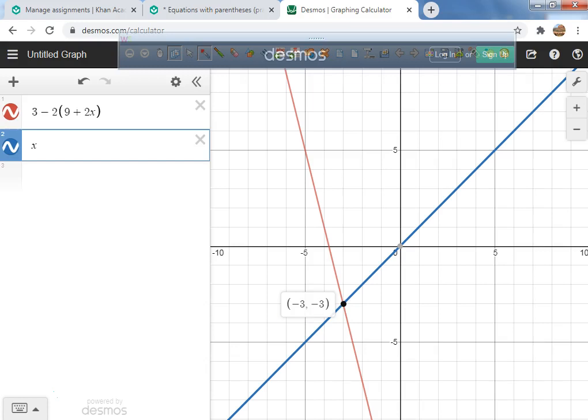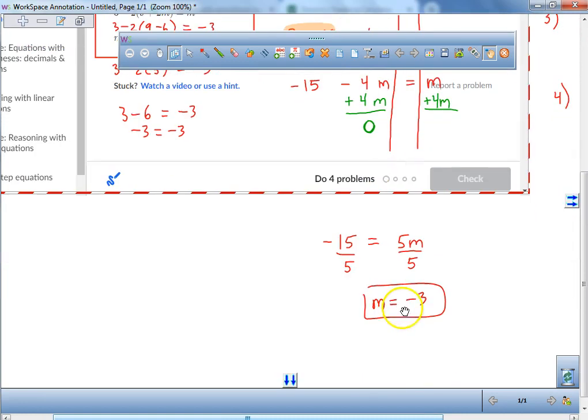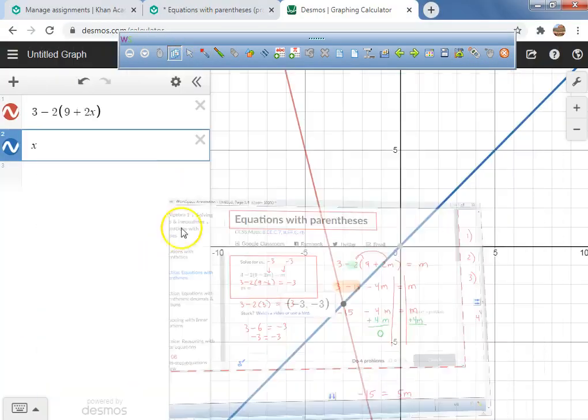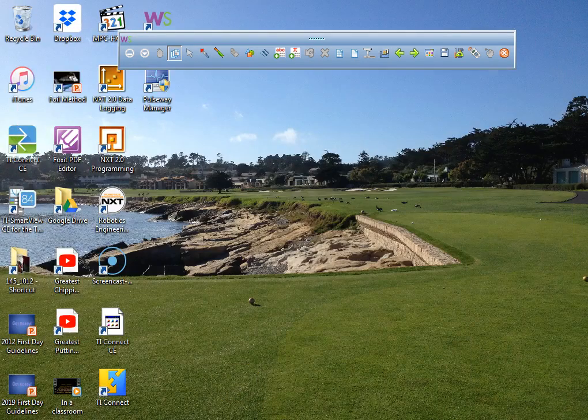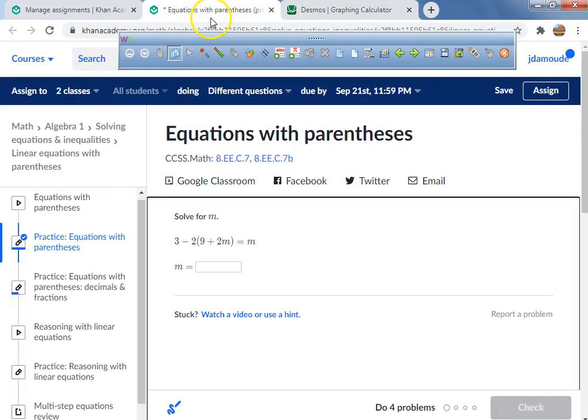Okay? So what was our answer? Our answer ended up being what? Negative 3. And that's a way you could check your work. Now, obviously, if you have access to a calculator, could you do that every single time?